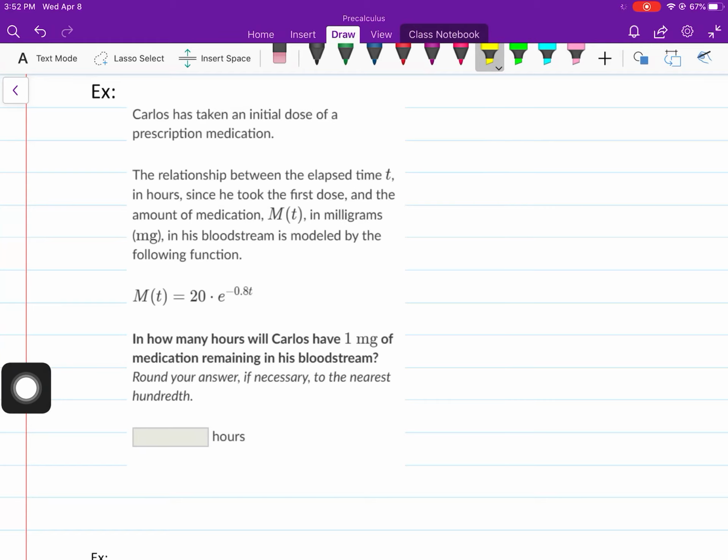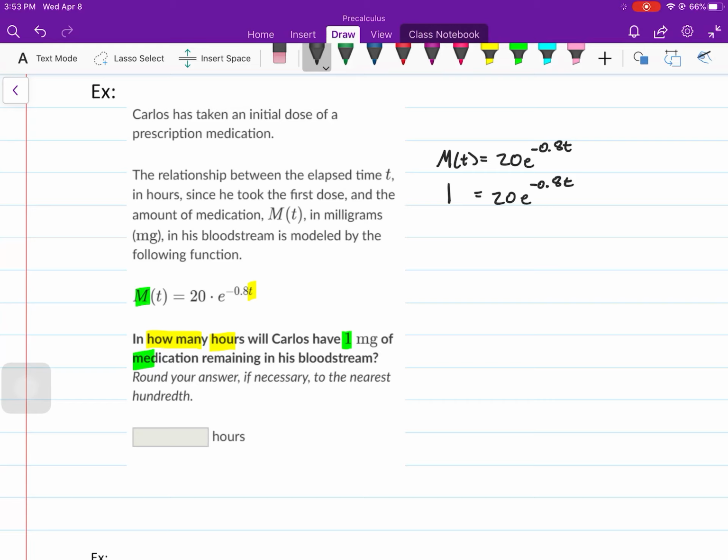Now think about this. This is asking how many hours, right? So it's asking for t, it's asking for the time, and it's telling us that there's 1 milligram of medication. So m is going to be 1. So that's what we're going to do. We're going to go ahead and substitute that 1 in for m. So we have that m of t is 20e to the negative 0.8t. So m of t is 1, and guess what? We got to solve for t.